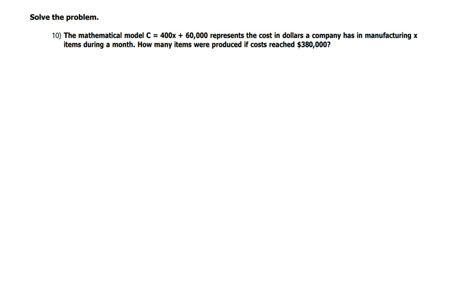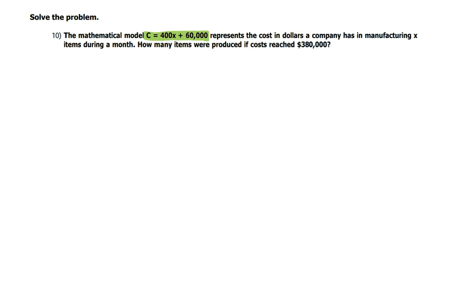Okay, on number 10, it's a word problem, so you can solve this using your graphing calculator or just do algebra. You still have to set up the equation, though, so that you would know what your y sub 1 and your y sub 2 would be to put in your calculator. So we got the mathematical model that C equals 400x plus 60,000. This represents the cost in dollars a company has in manufacturing x items during a month.